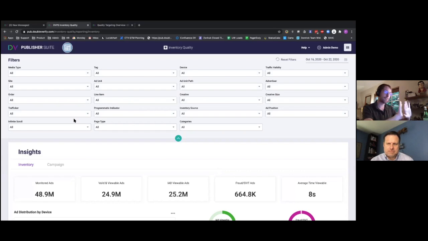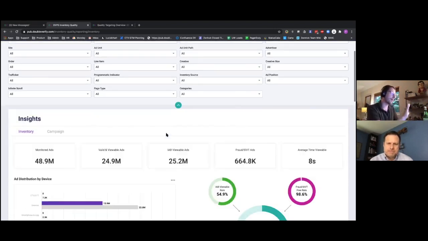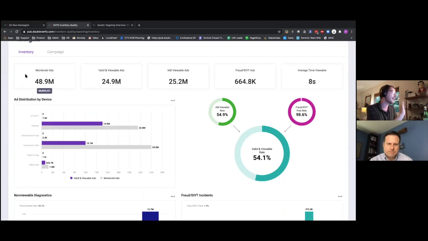All of this is backed by impression level data. So no aggregation is happening here so far. I can drill down into every single impression that happens at any given time frame. So basically, my default picture is I get the core KPIs, like how many ads we monitor, how many of those we call valid viewable, which means fraud-free and meeting IAB viewability standards.